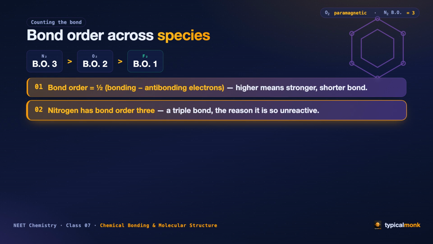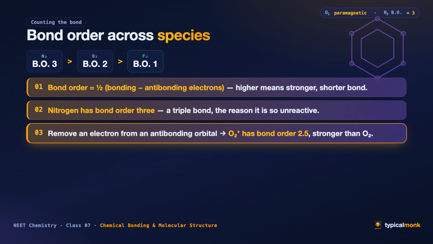And it is exactly why nitrogen gas is so unreactive that it fills most of the air you breathe. Now the clever part NEET loves. Take an electron away from oxygen and it leaves from an antibonding orbital, so it actually helps the bond. Oxygen plus, the dioxygenyl ion, ends up with bond order 2.5, stronger than neutral oxygen itself.